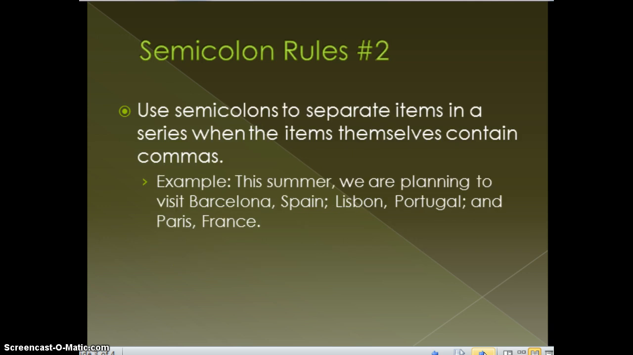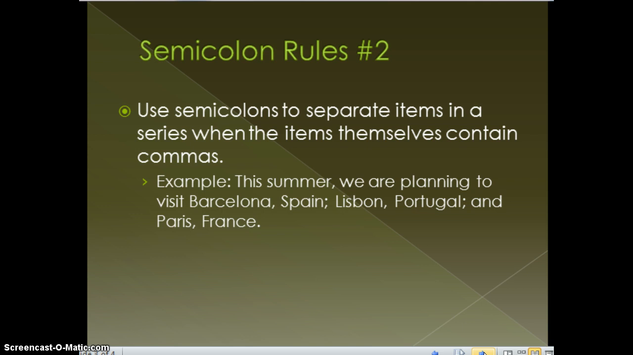And then the other rule is that you use semicolons to separate items in a series when the items themselves contain commas. That sounds really complicated and complex, but it's really not. The example pretty much shows you what we're talking about. Whenever you list a country or a city and then a state, or a country and then a continent or something, you usually have commas between them. Well, if you don't use semicolons, all you have is a bunch of commas. And it looks atrocious, and it also doesn't make any sense.